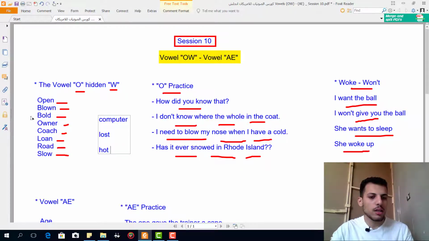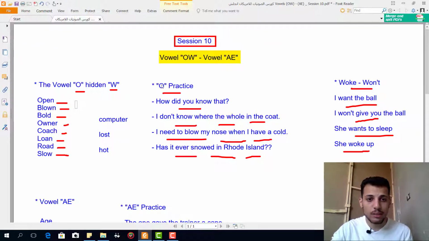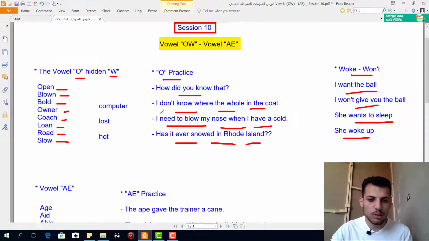But when you say it in the beginning of words, you can open it a little more, like open, right? Blown, bold, owner. Or oven, right? Go on, come on.